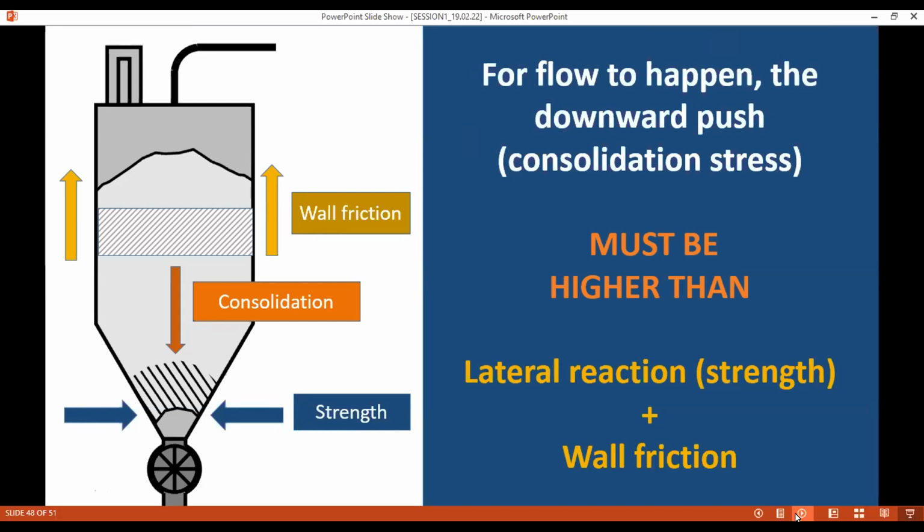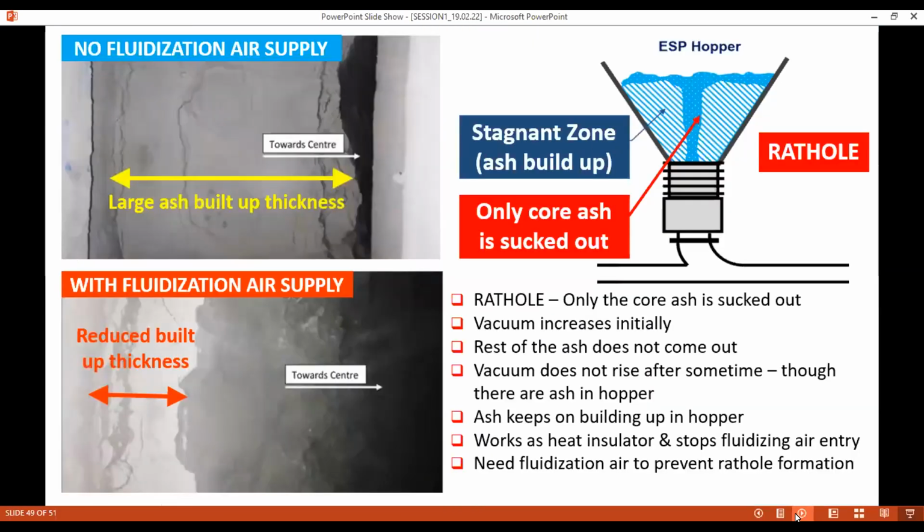So you may not be able to synchronize. You might be feeding too much ash. One problem that we have found in the vacuum system is that when you start the vacuum system, it immediately sucks the ash which is directly above it. It just sucks it out, and then the rest of it consolidates. So we have seen it. You can see certain pictures.